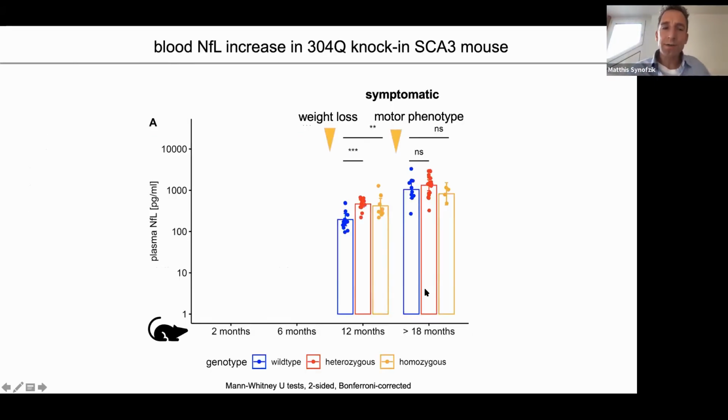So that was the work about the humans. How about the mice? In mice, we ask the same questions. First of all, we wanted to know, is NFL increased? And if so, how is it related to the symptomatic stage of the mice?